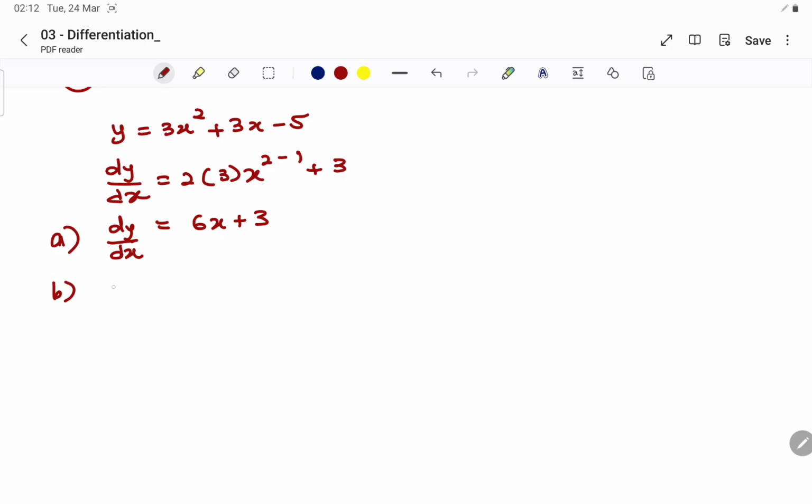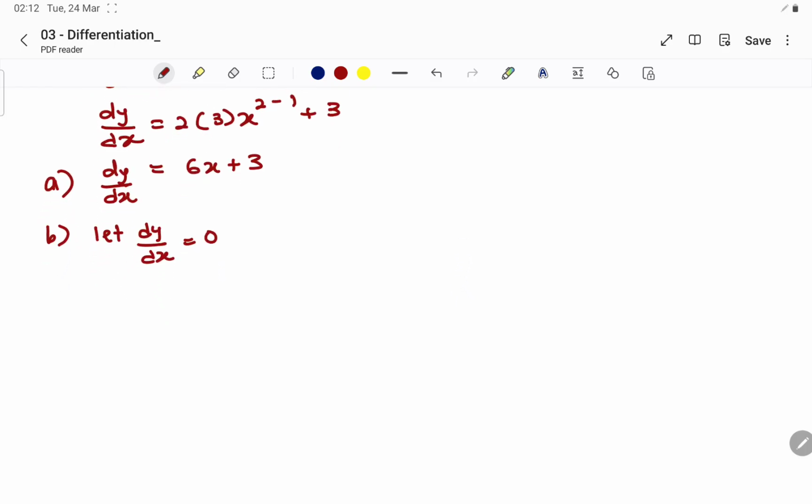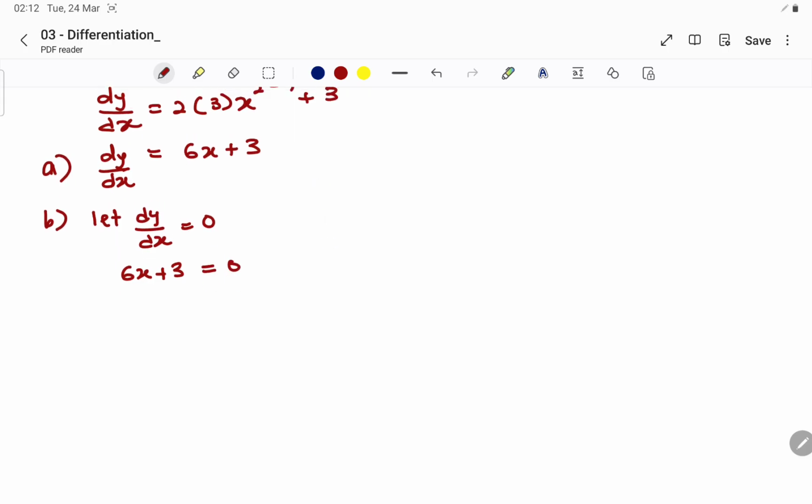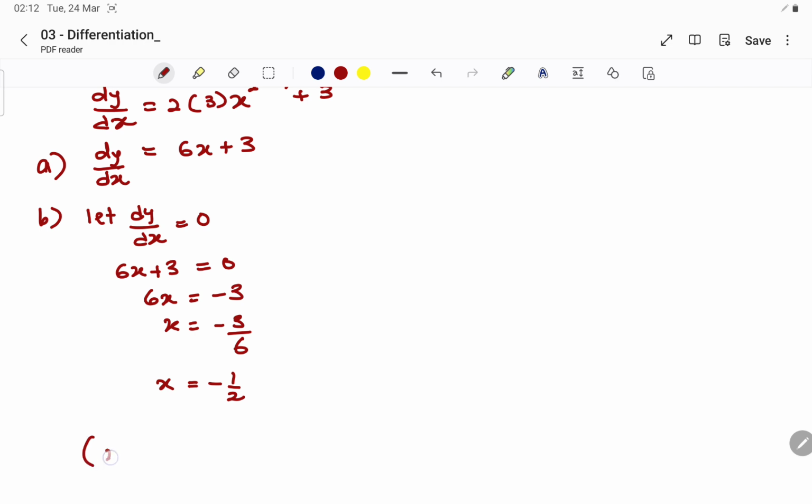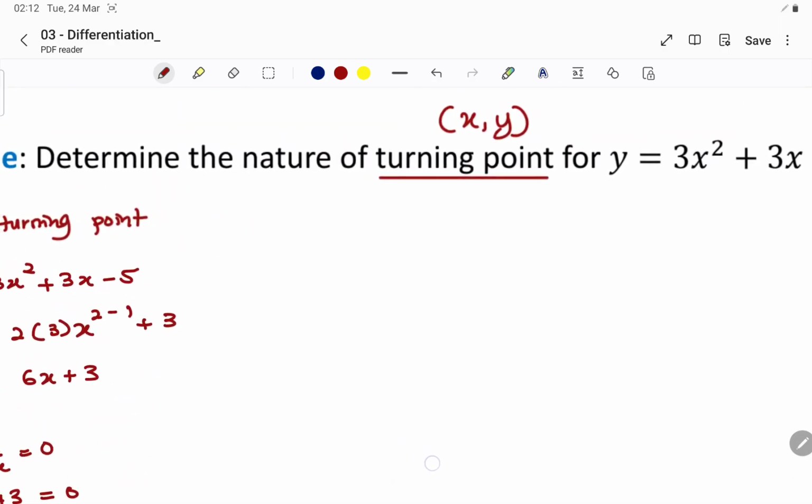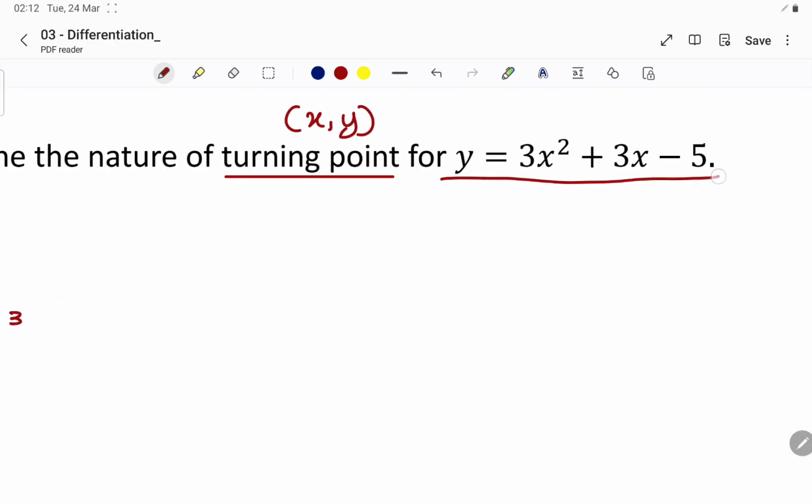The second step is you have to let dy/dx equal to 0. You have dy/dx equal to 6x plus 3. You put this equal to 0 and then find the value of x. 6x is equal to negative 3, so x is equal to negative 3 over 6, and x is equal to negative 1 over 2. This is your point x, because we want to find x and y, right? So right now you just get x. So how to find y? To find y, you just use the equation y.